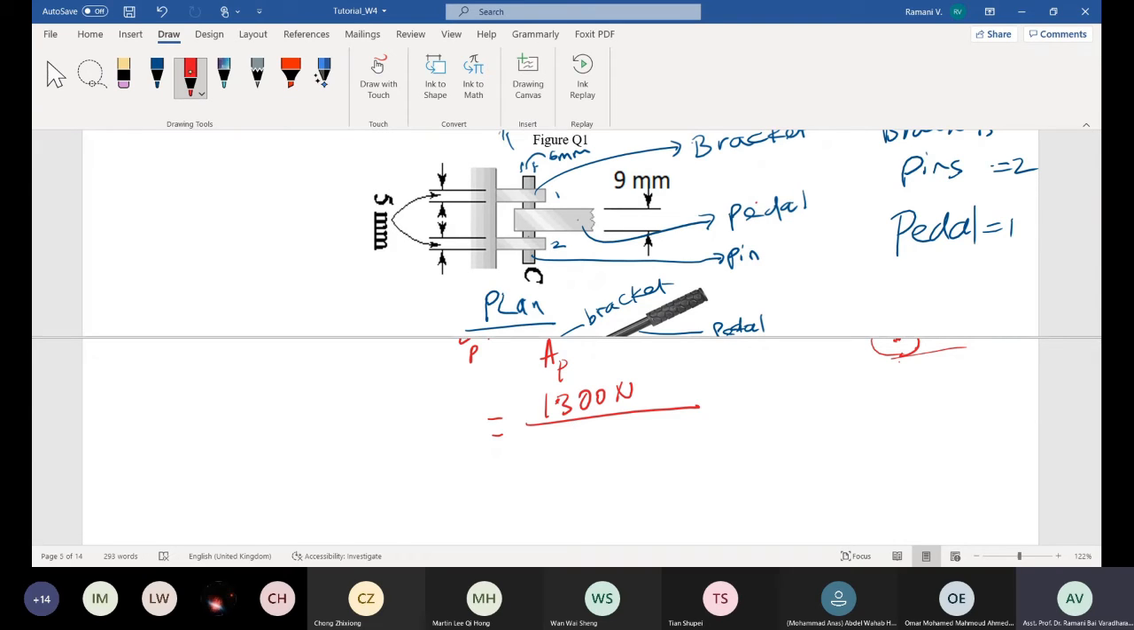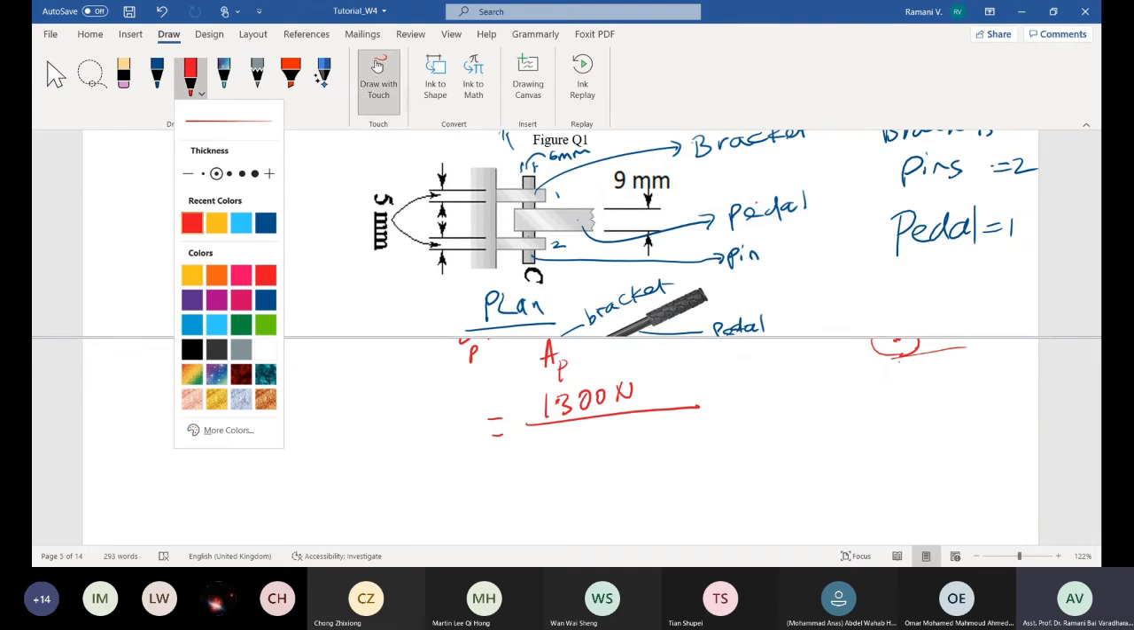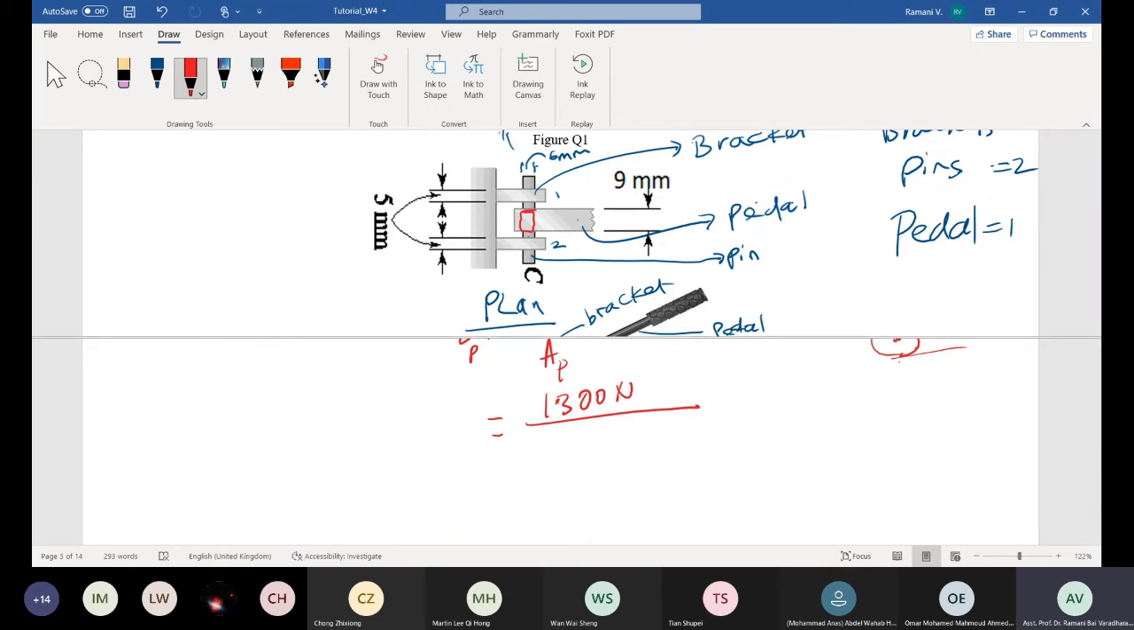Go to the pedal. This is the pedal, right? Can you see my arrow moving? This is the pedal area, think carefully. It is a diameter, this depth, this depth times the diameter. Am I correct? The pedal is in bearing. At this point, the bearing stress is produced over the area of, let me draw the diagram here, the area of this much, right?